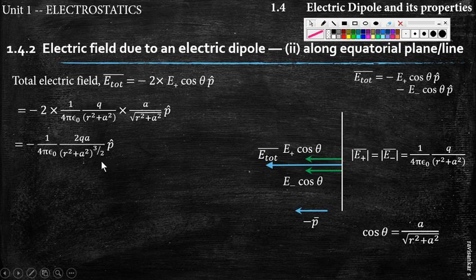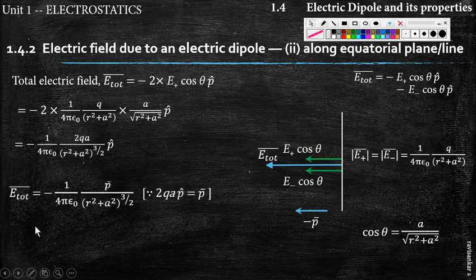You understand how the 3 by 2 comes here? So here the power is 1 over here, and this alternatively could be written as R squared plus A squared whole power 1 by 2. So the powers get added, 1 plus 1 by 2 is 3 by 2. So that is what I get. So the final step therefore is E total is equal to minus 1 by 4 pi epsilon naught. You know this 2QA is the magnitude of the dipole moment, and if you multiply that with the p cap, this 2QA p cap becomes p vector and divided by R squared plus A squared whole power 3 by 2.